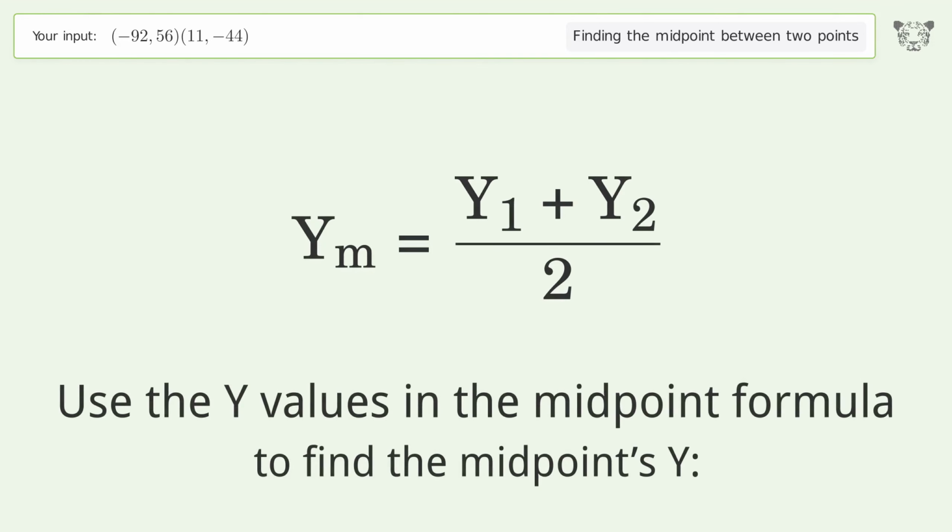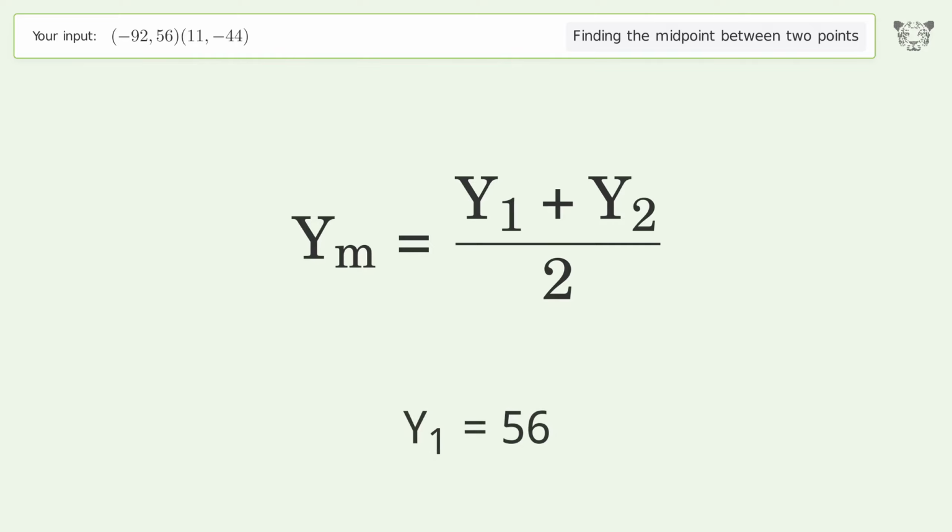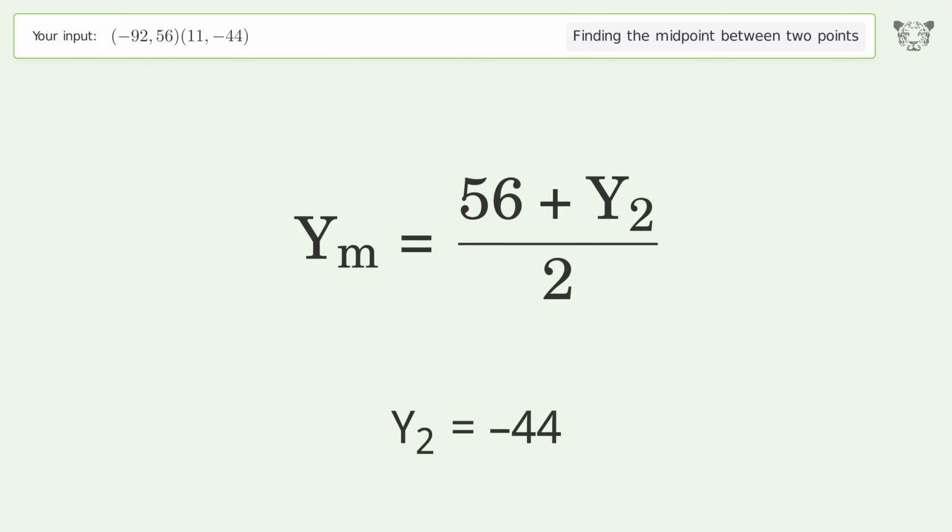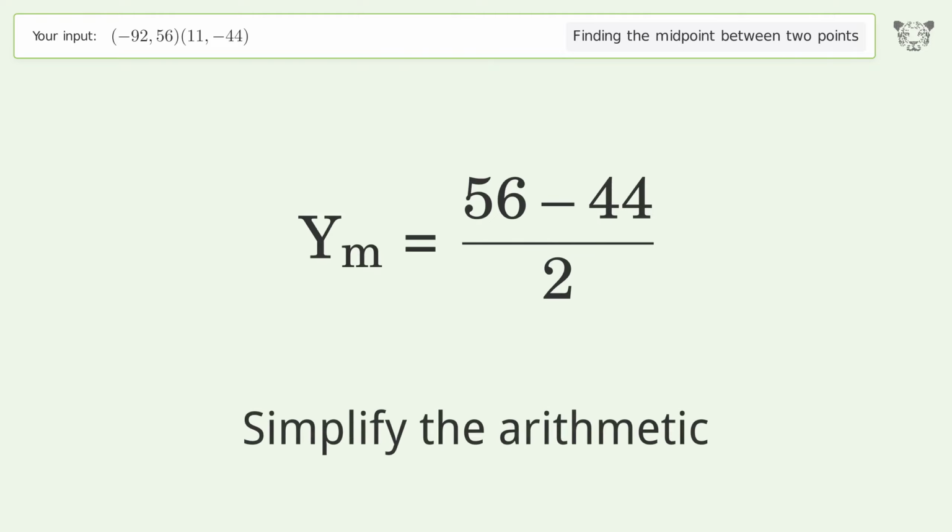Use the y values in the midpoint formula to find the midpoints y. y1 equals 56. y2 equals negative 44. Simplify the arithmetic.